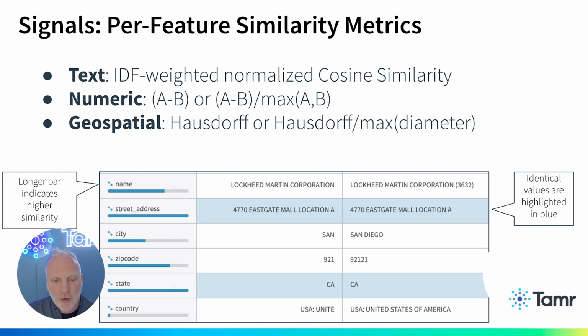For numeric fields, we want simple difference, or we can scale that difference by the maximum of the 2 values in order to get a relative difference. And similar for geospatial, we can either use discrete Hausdorff distance, or we can use that discrete Hausdorff distance divided by the maximum diameter of the 2 geospatial features in order to come up with a relative distance. We provide a nice user interface to our users, showing them what's going on here, where they can see individual signals with highlights showing when values are actually identical.